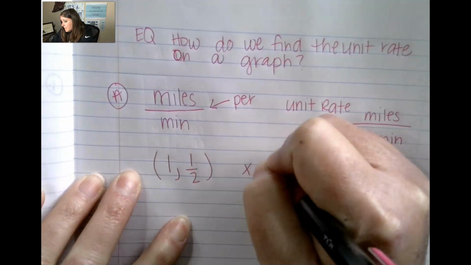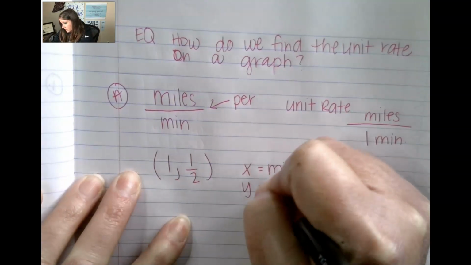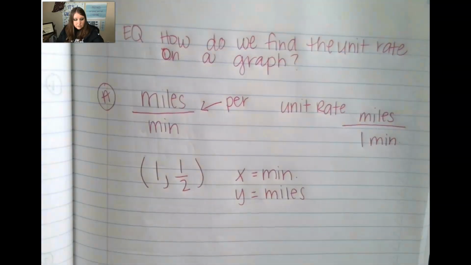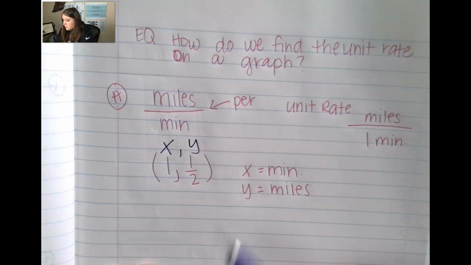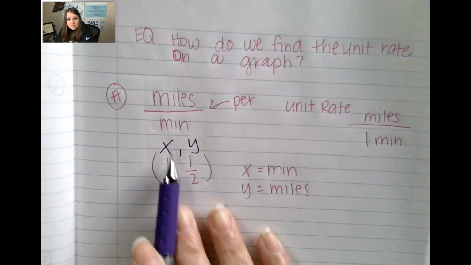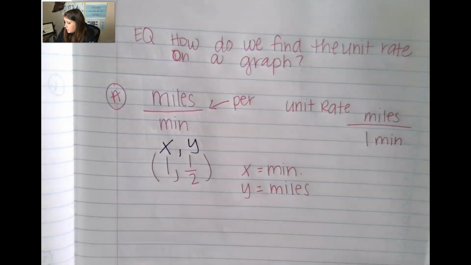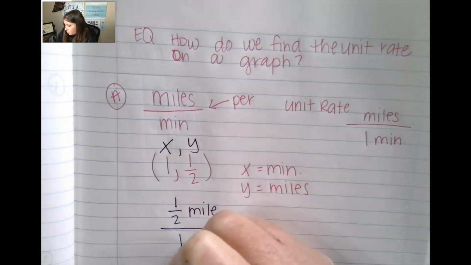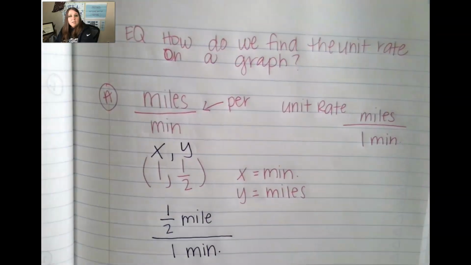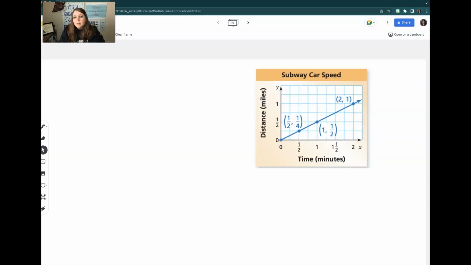So x equals minutes and y equals miles. Our job is to look at this ordered pair, and we're going to match up x and y. So when we want 1 minute, x is 1 minute, y is half a mile. This means that we go half a mile in, or per, 1 minute. So we can use this graph to determine how far we can go. So miles, minutes, miles per minute. So half a mile in 1 minute.